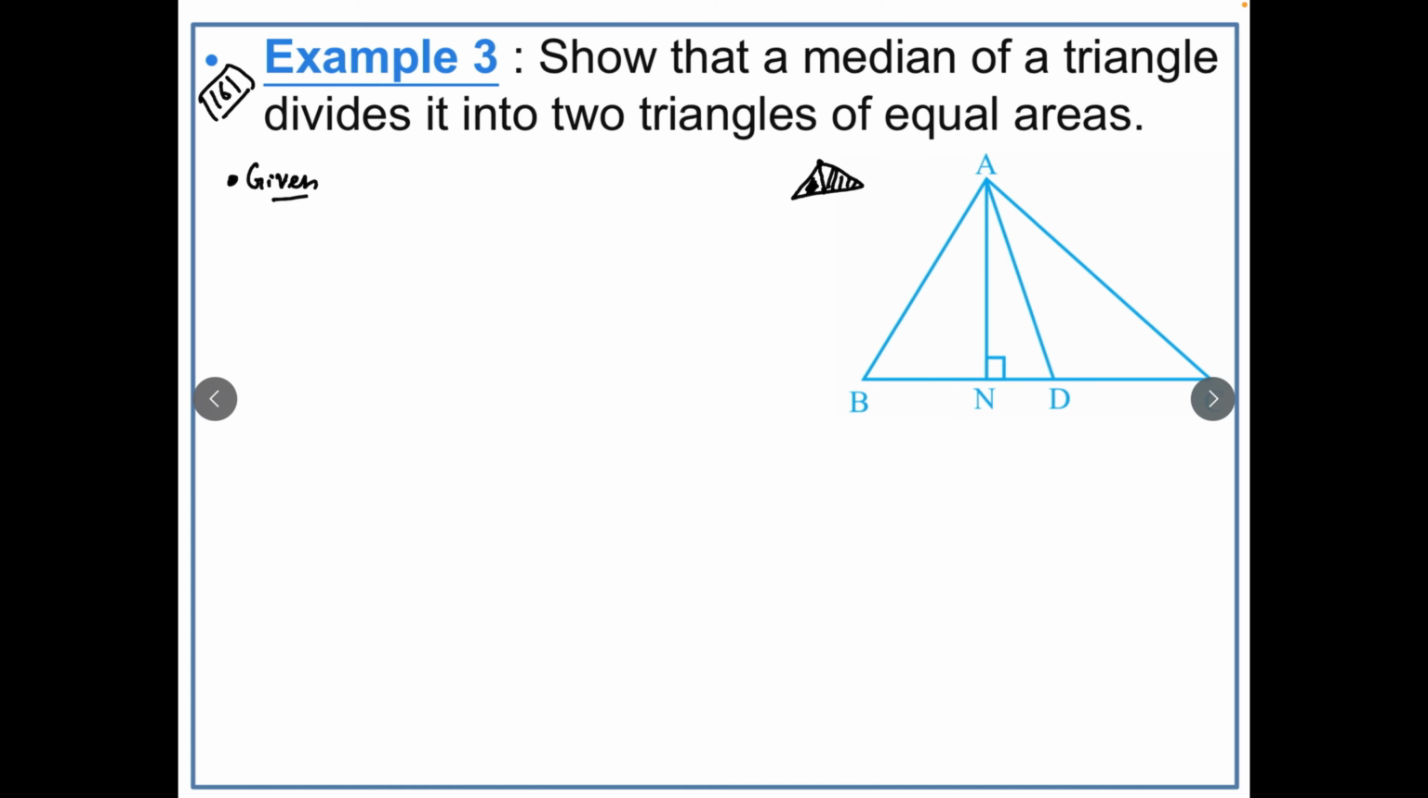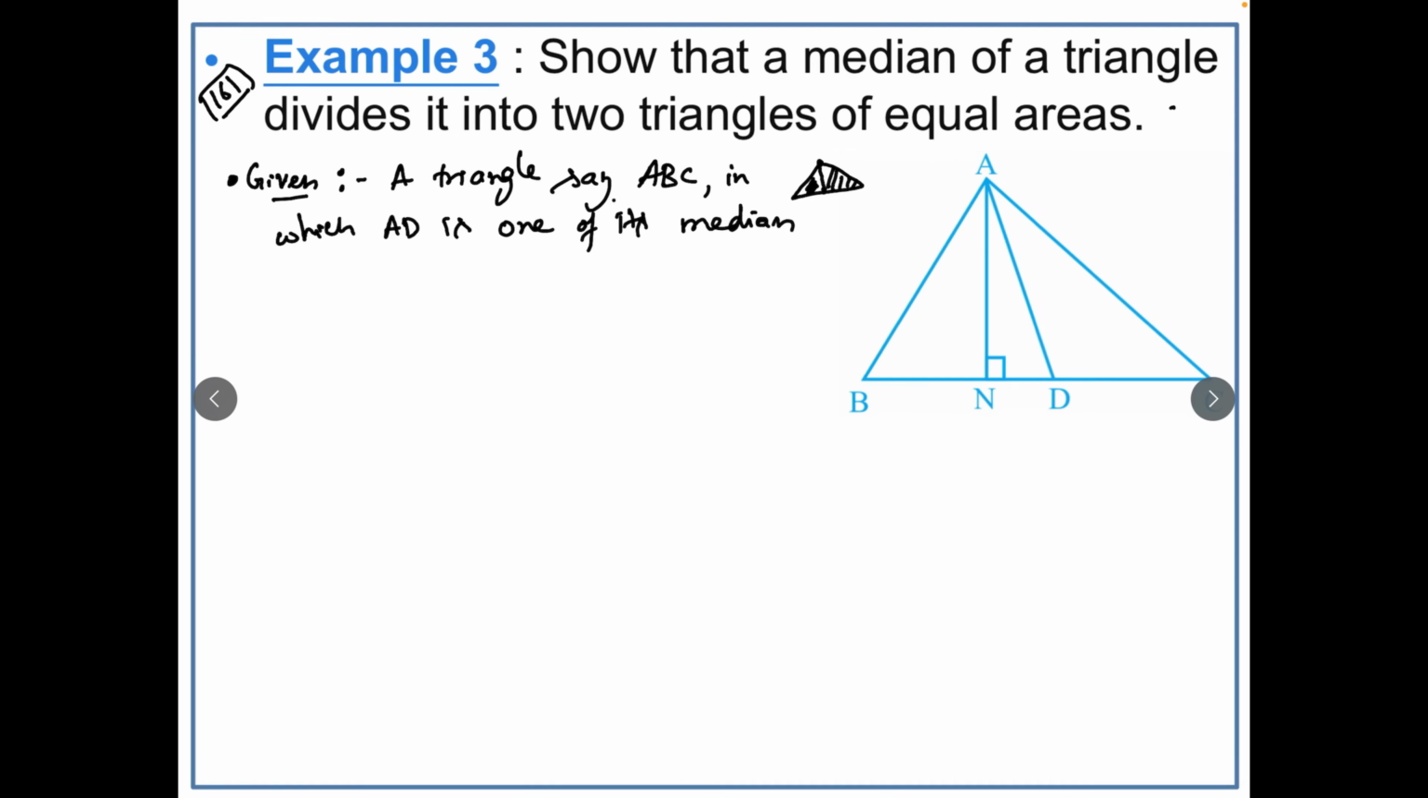Here is a triangle, say ABC. As the name of the triangle is not given in the statement, we are taking it as ABC. That's why I have written here "say". Say ABC in which AD is one of its medians. As a triangle can have 3 medians, we have drawn only one median, which is AD. So given is a triangle say ABC in which AD is one of its medians.